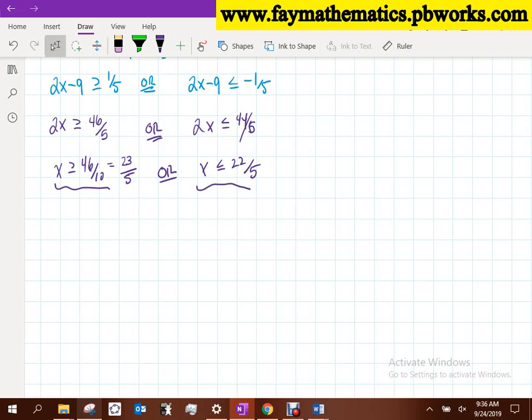Meaning that if I graph, let's think about this. We've got x is greater than or equal to 23/5. So greater than or equal to 23/5 would be this interval here, 23/5 to infinity, right? Would you guys agree that everything in there is equal to 23/5 or bigger? Okay. And then this one here, x is less than or equal to 22/5. Well, that should look like this: negative infinity up to 22/5, including 22/5.